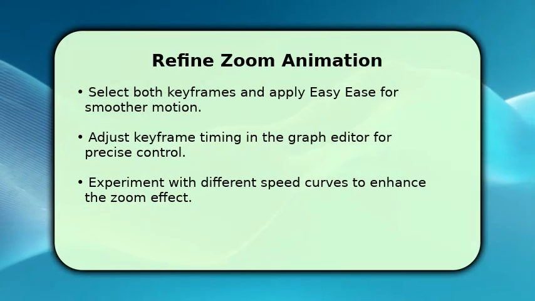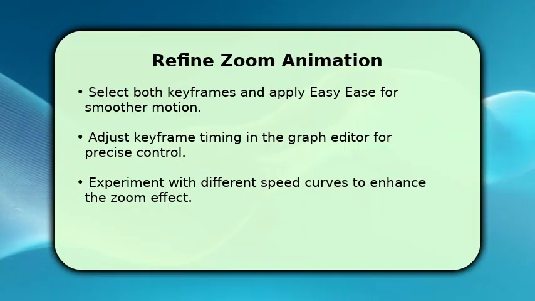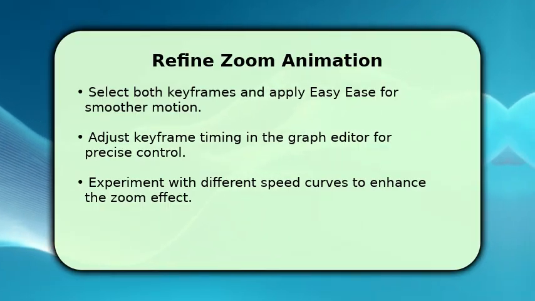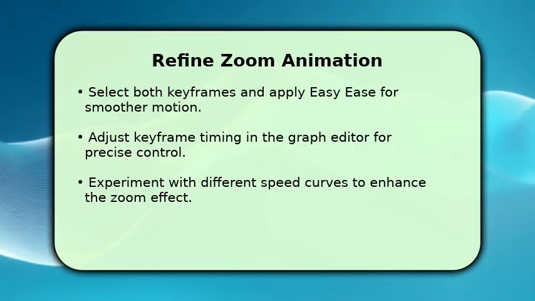To make your zoom animation look professional, we need to refine the keyframes. Select both scale keyframes in the timeline, right-click, and choose Keyframe Assistant, then Easy Ease. This smooths the acceleration and deceleration of the zoom.